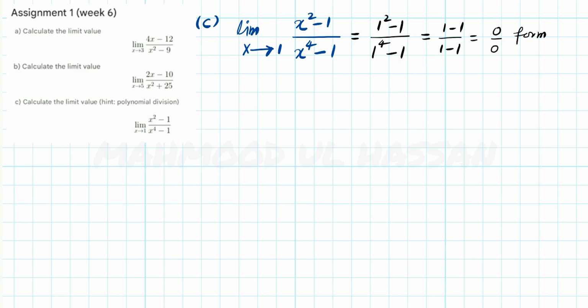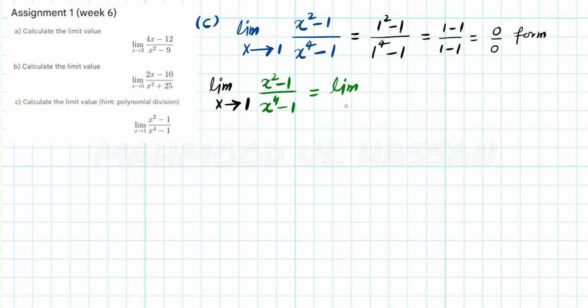So that is 0 upon 0 form. So in order to find the limit of the function, what will we do? We have to factorize the numerator and the denominator as well. So that is limit x approaches to 1, the function is x squared minus 1 upon x to the fourth power minus 1.